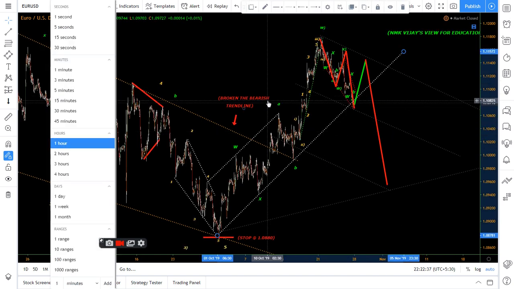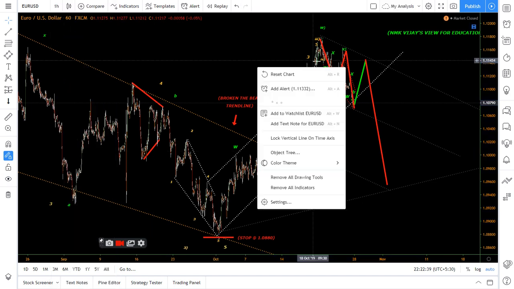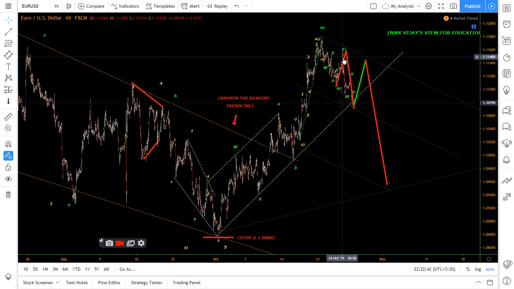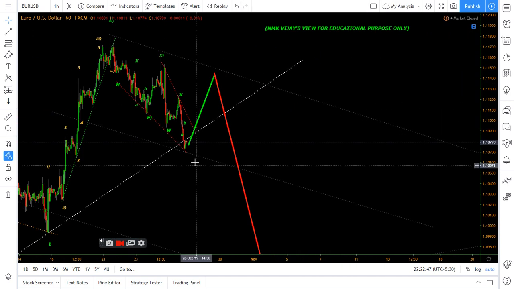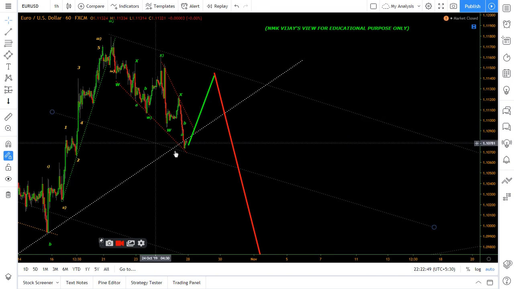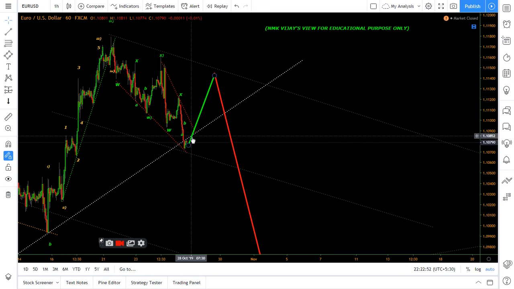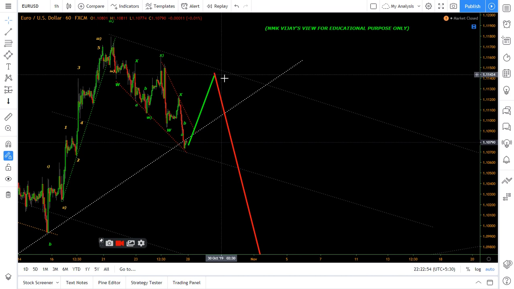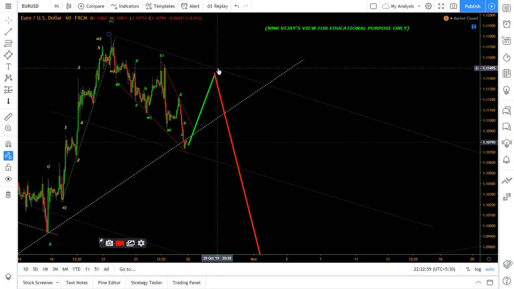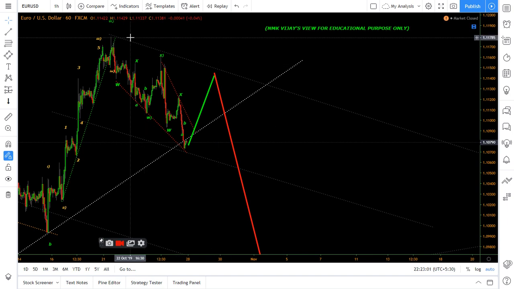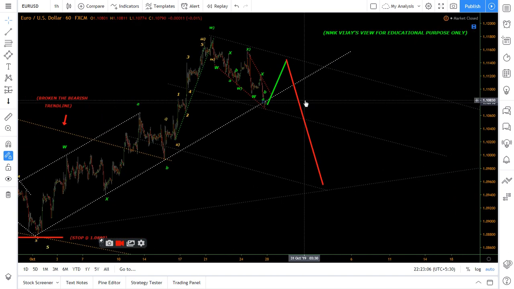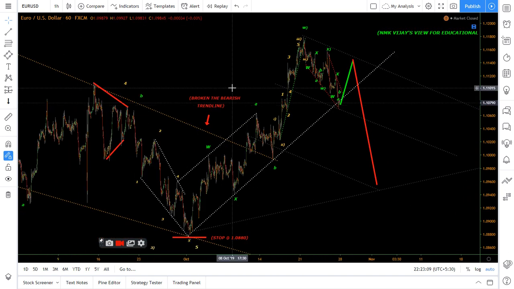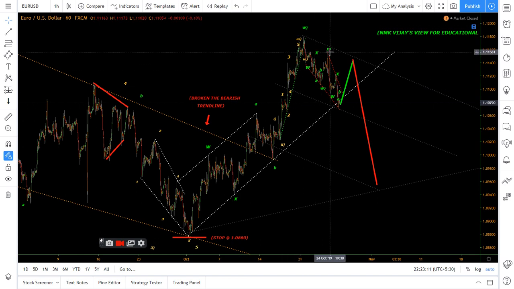Right now it looks like the trend line. Once again I will delete this. Exactly, it touches that trend line and it's bouncing. So according to this wave formation here, I will go for a short, or I will wait for it to break this high and then I will take a buy. So this is my plan according to this wave movement for EUR/USD.